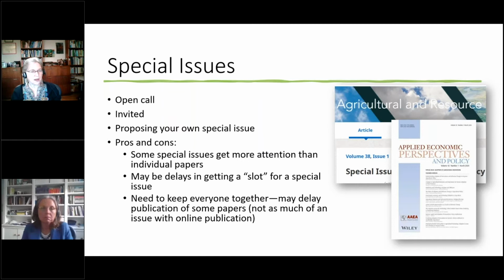There are pros and cons. Sometimes a special issue gets a lot more attention than just individual papers scattered around, but there's often a delay in getting a slot for a special issue, and you have to have everyone together, which in some cases has delayed the publication of papers that were really ready to go, for the laggards, and that has been frustrating. That's not as much of an issue nowadays with online publication, because the ones that are ready can be posted as soon as they're ready while they wait for the rest of the special issue.